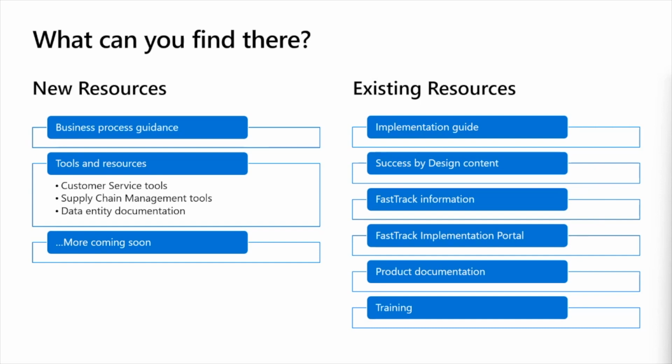In addition to the new resources that we're publishing out to the Hub, there's a plethora of existing resources that are also available in the Guidance Hub. This includes the Dynamics 365 Implementation Guide, which was converted to the Learn articles or Docs articles earlier this year. And this new format makes the content easier to search and to maintain. You'll also find links to all of our Success by Design documentation, information about the Fast Track program, and links and documentation about the Dynamics implementation portal.